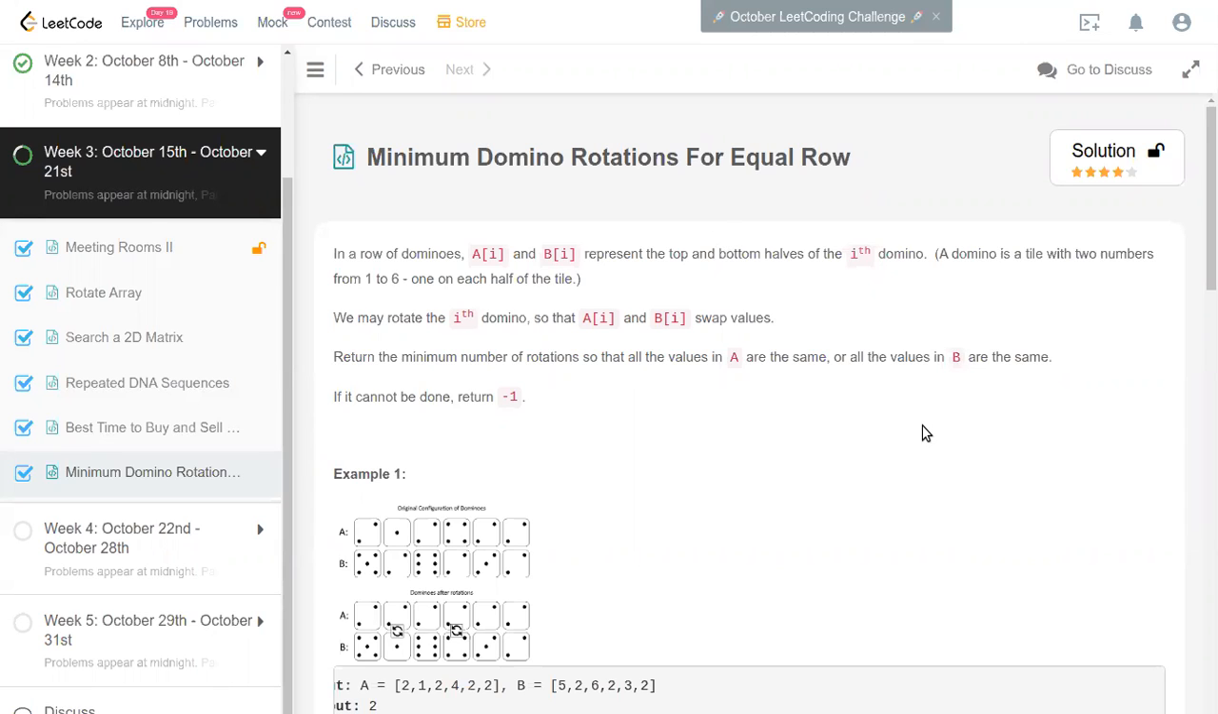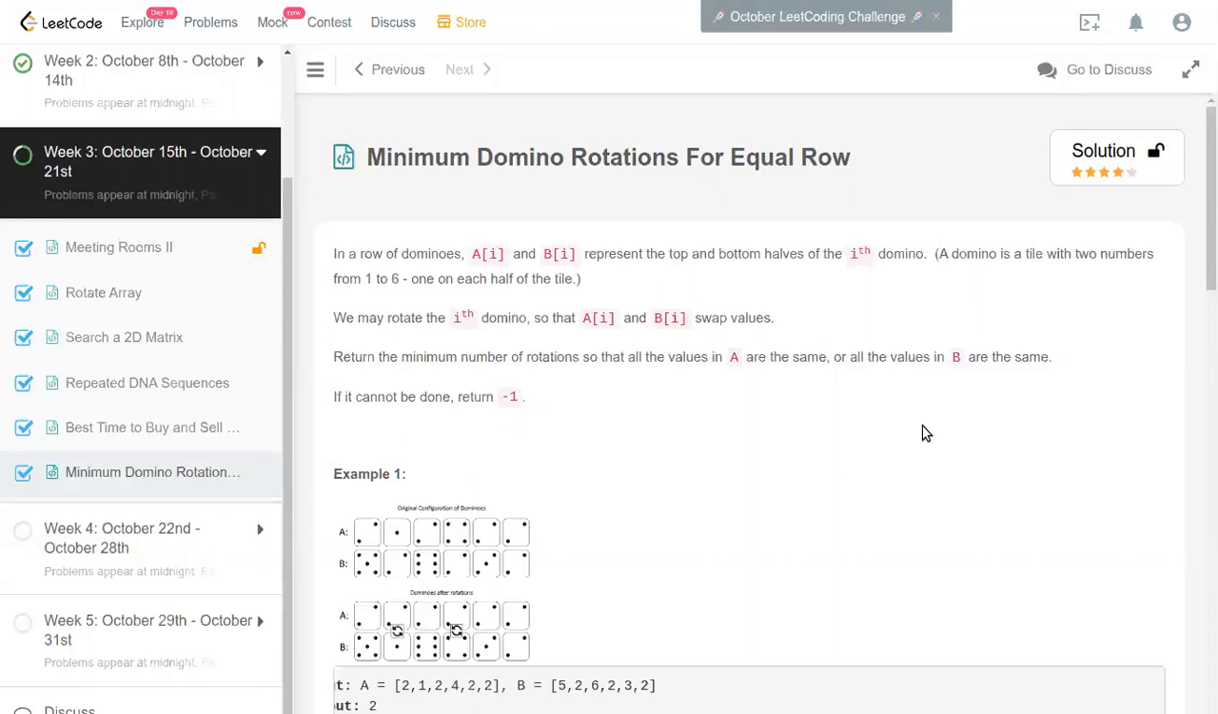So we have n dominoes listed here, and each domino has two faces. One is on the upper side and the other one is on the lower side. And those values are between 1 and 6, right? So in this example, we have 6 dominoes in a row, and each of them has upper side and lower side. And row A is capturing the upper side of the domino, and B is capturing the lower side of the domino.